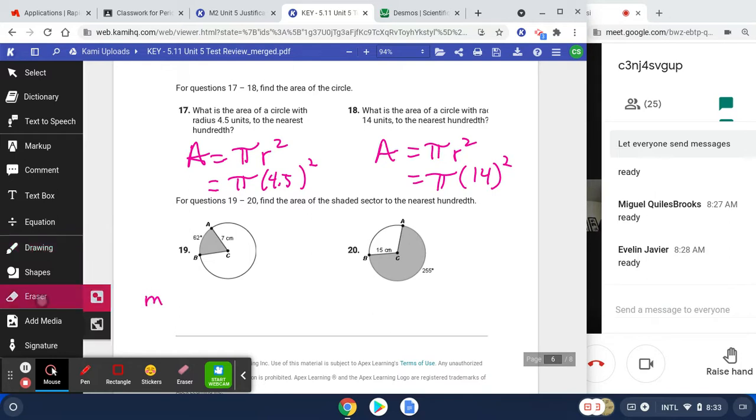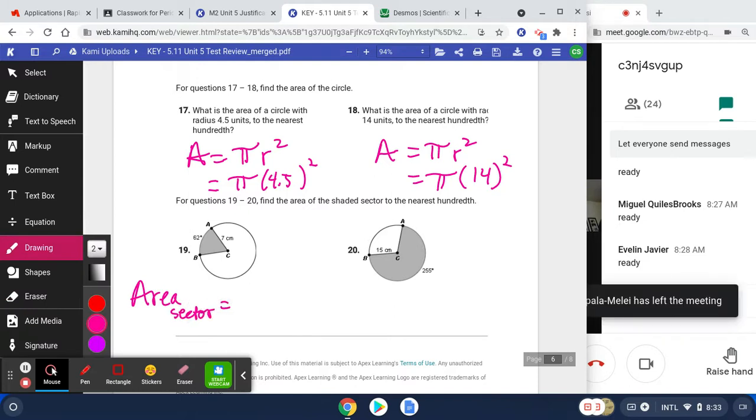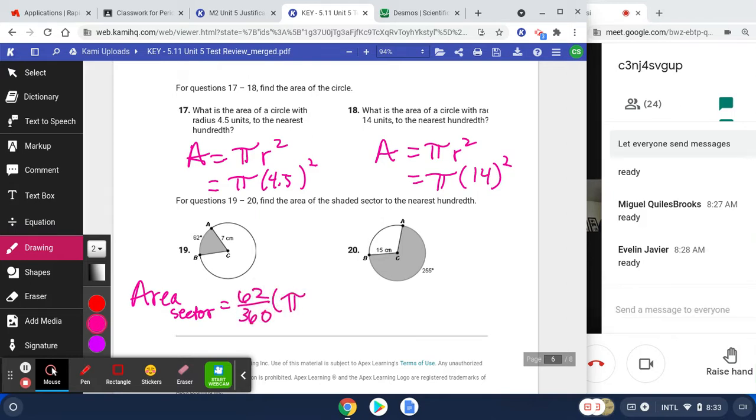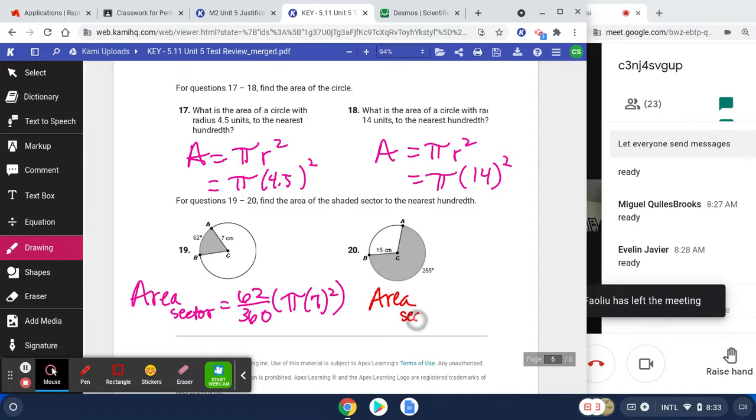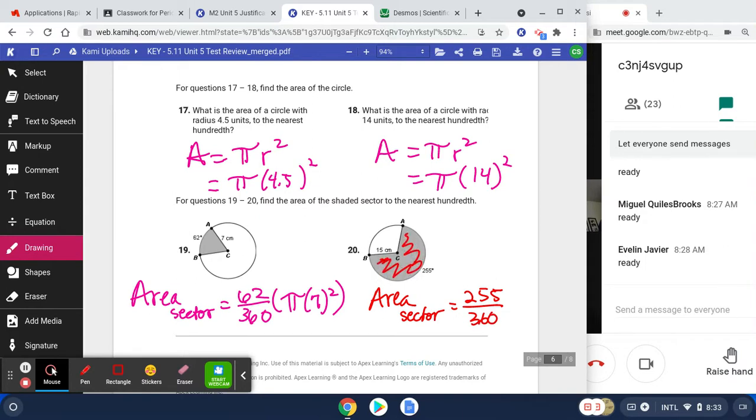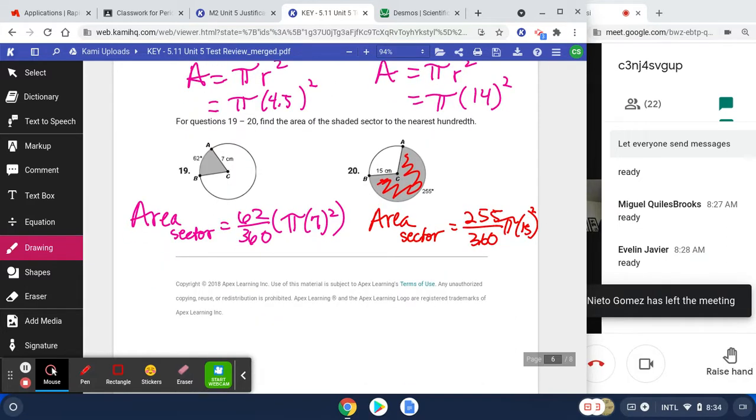So it's asking for the area of the sector, which is equal to my part of the whole 360 times the pi r squared of my circle. Same for this one. You'll notice it's just a bigger area, 255 out of 360, the shaded area, this whole thing here, times pi radius squared. So now we multiply this out and we're going to reduce.